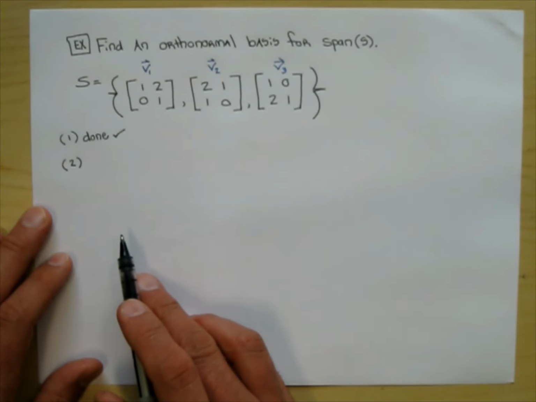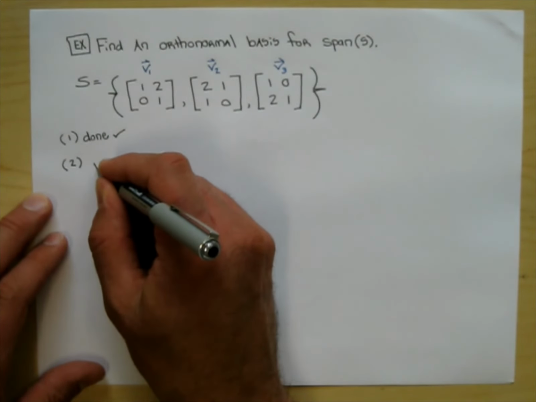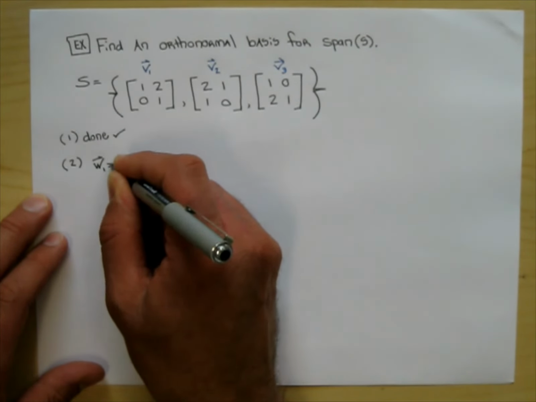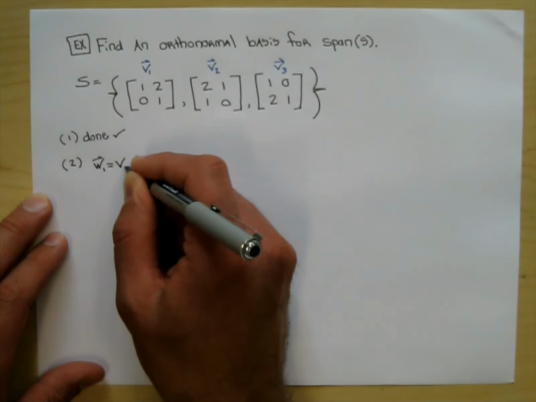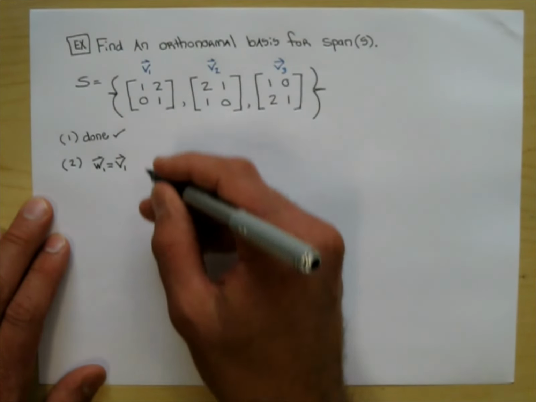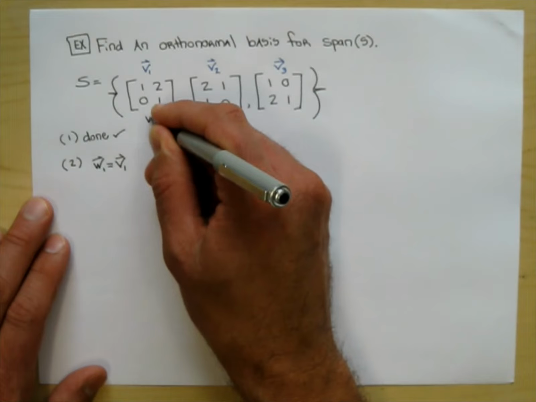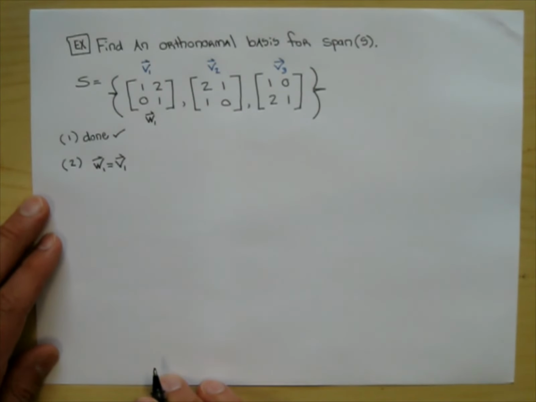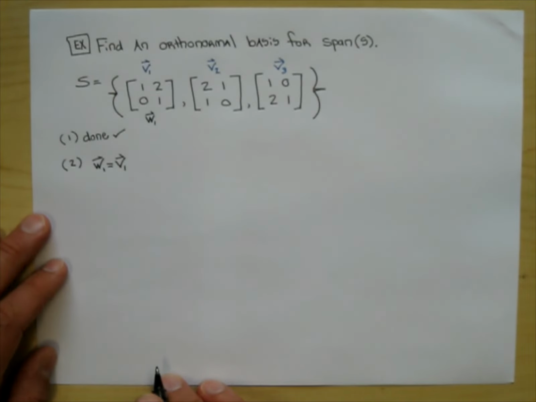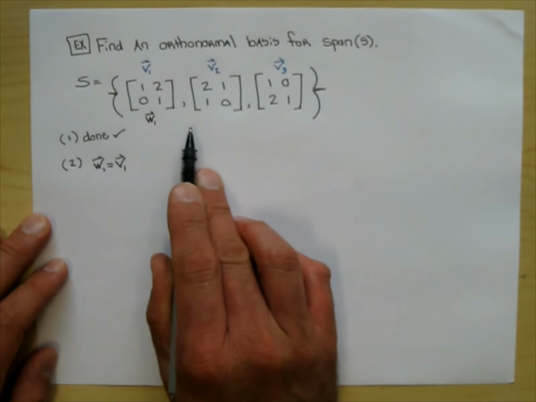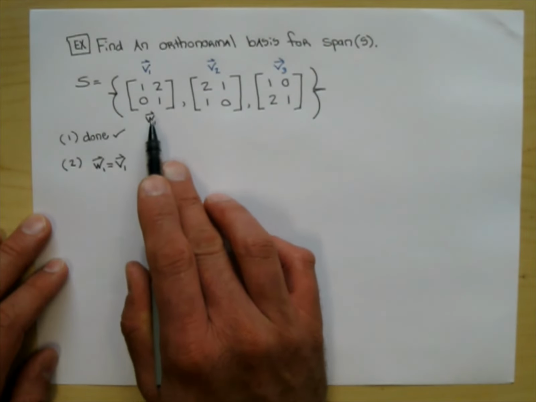We let W1, so I'll write out what's on that definition, W1 equal V1. Okay. So this right here is W1. And you'll always do that. Now, can you make your W1 be any one of these? Yes, you can. I usually just make W1 equal the first one.